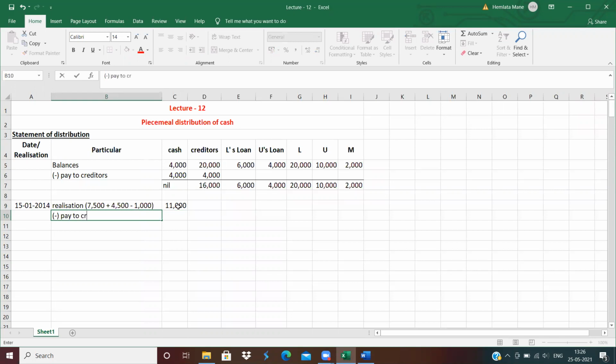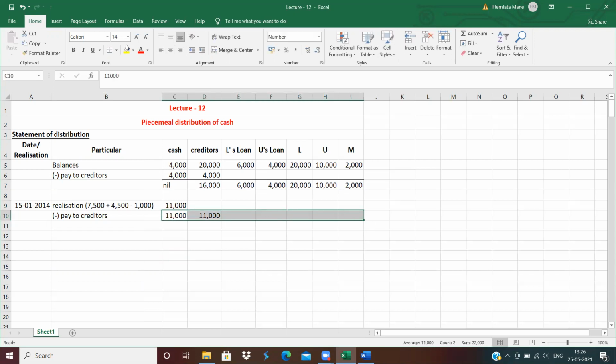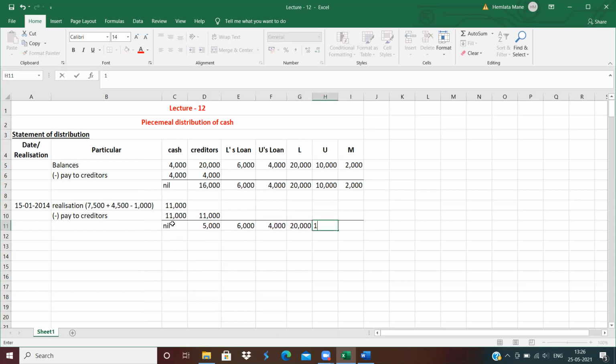Pay to creditors. How much cash is available? 11,000. So pay only 11,000. And now the cash balance is finished. So carry down the balances of all. Cash balance is nil. Creditors 16,000 minus 11,000, 5,000 still remains to be paid. L's loan 6,000, M's loan 4,000, L's capital 20,000, M's capital 10,000, N's capital 2,000.